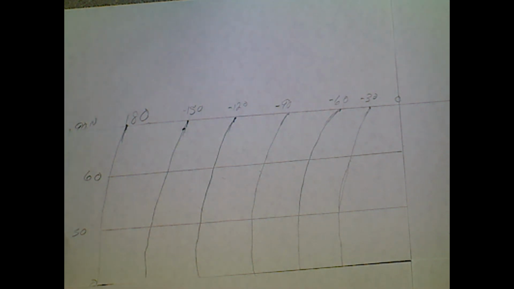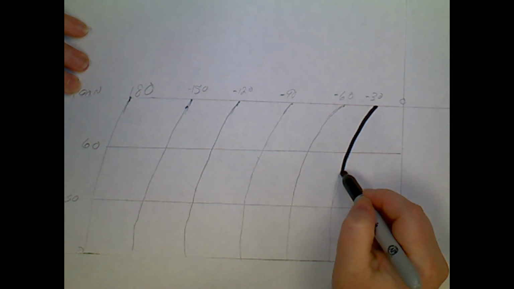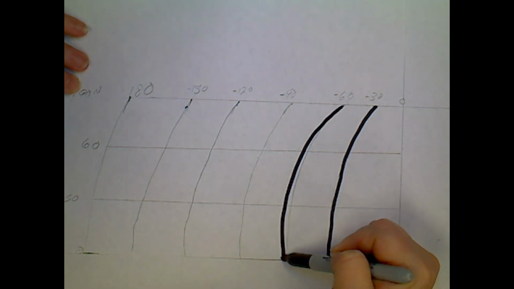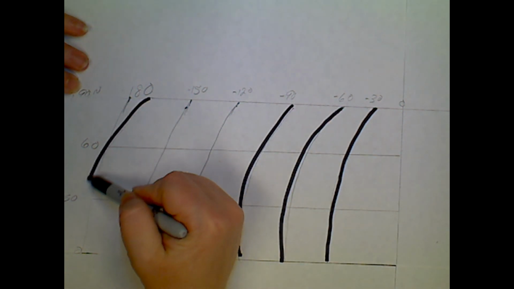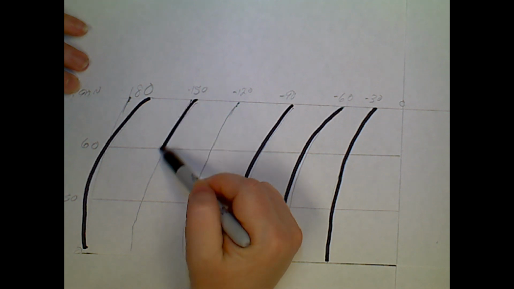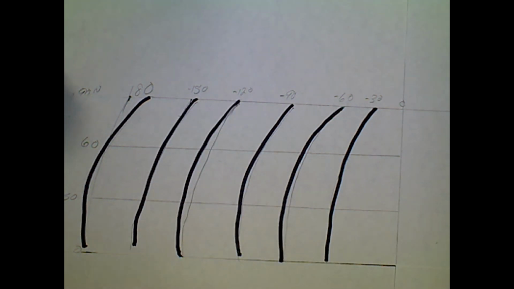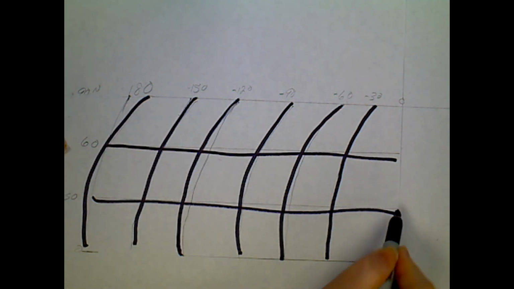You're going to take your marker or your dark pen and you're going to go over each of these lines once you get them all drawn. So once you get these drawn, go over each one so they're dark enough to see. Okay.